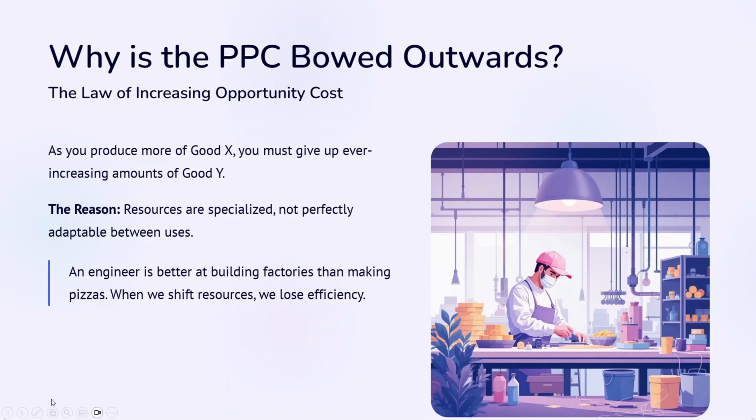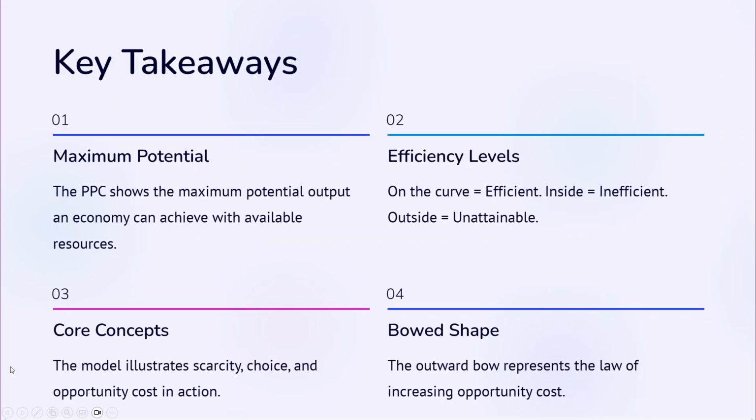Let's recap. The PPC is a model showing the maximum output combinations of two goods with fixed resources and technology. Points on the curve are efficient, points inside are inefficient, and points outside are unattainable. The PPC illustrates scarcity, the unattainable region, choice, picking a point on the curve, and opportunity cost, the trade-off when moving between points. The bow shape shows the law of increasing opportunity cost because resources are specialized. Mastering this diagram is essential. You will see it again and again in both microeconomics and macroeconomics.